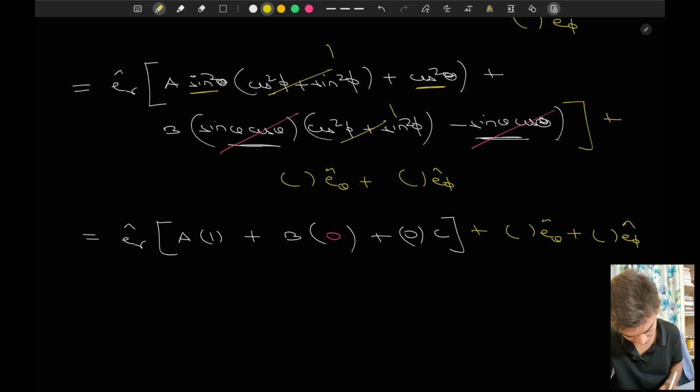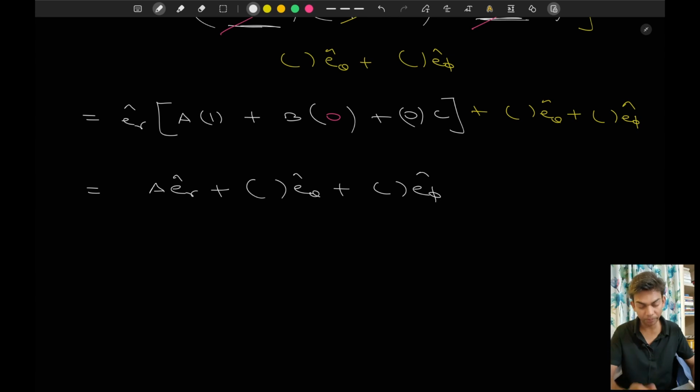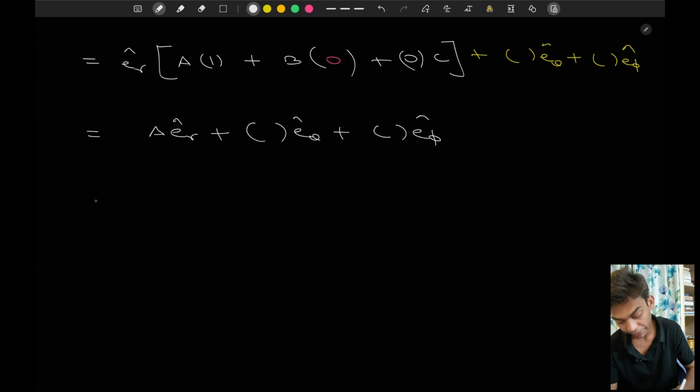So lastly we have, I just have a times er plus something times e theta plus something times e phi. So we have completely solved, right? We have completely solved the coefficient of er. Now the remaining task is to figure out the coefficient for e theta and e phi. As I told you, I will leave it as homework to figure out the coefficient for e phi. So let's compute this e theta term.